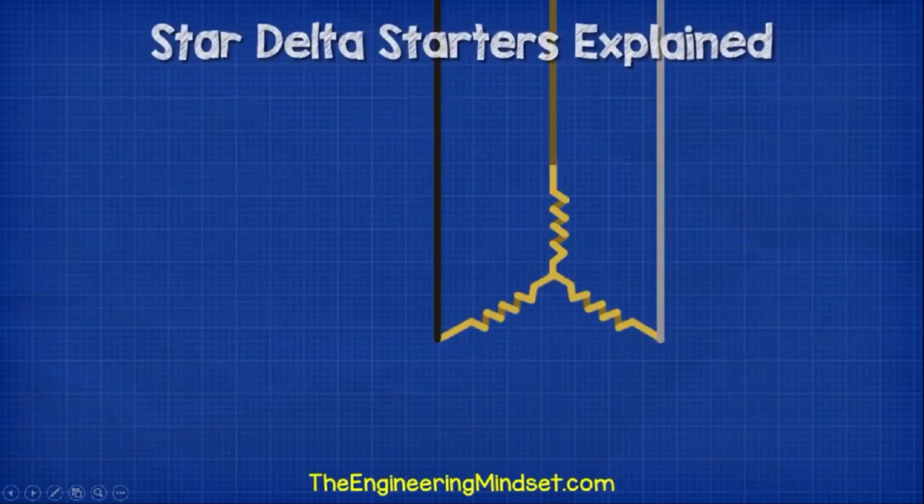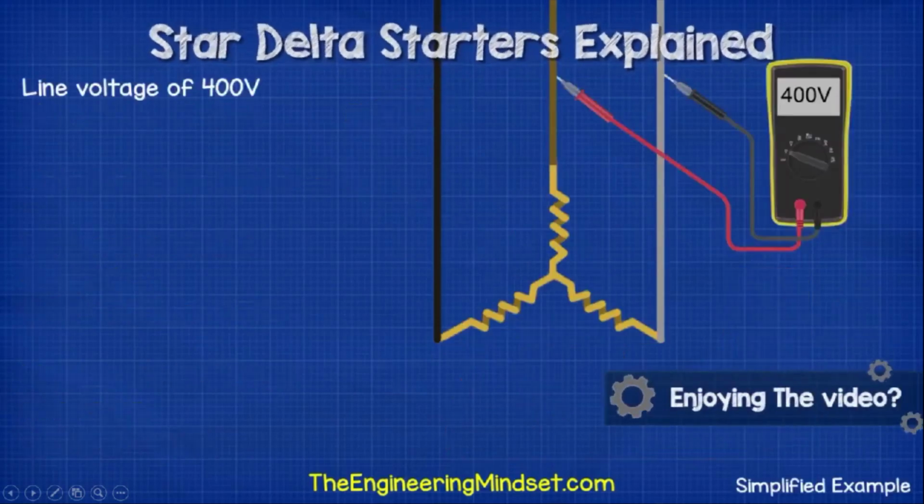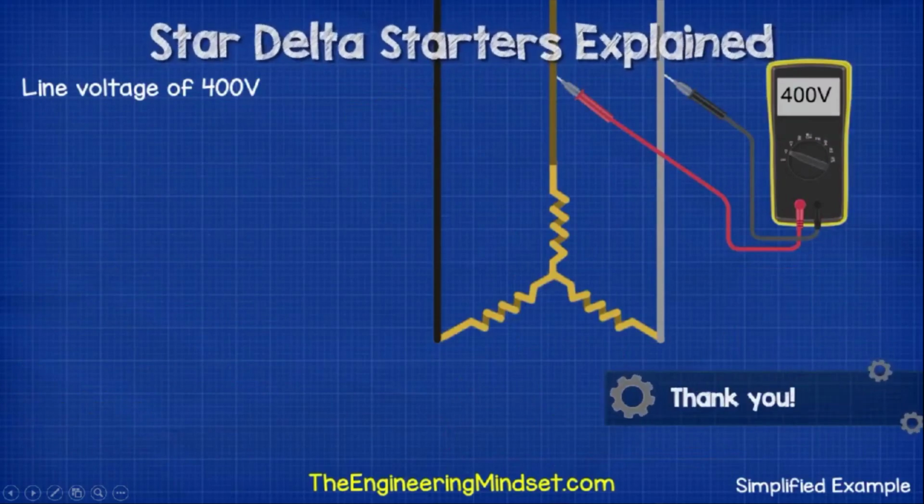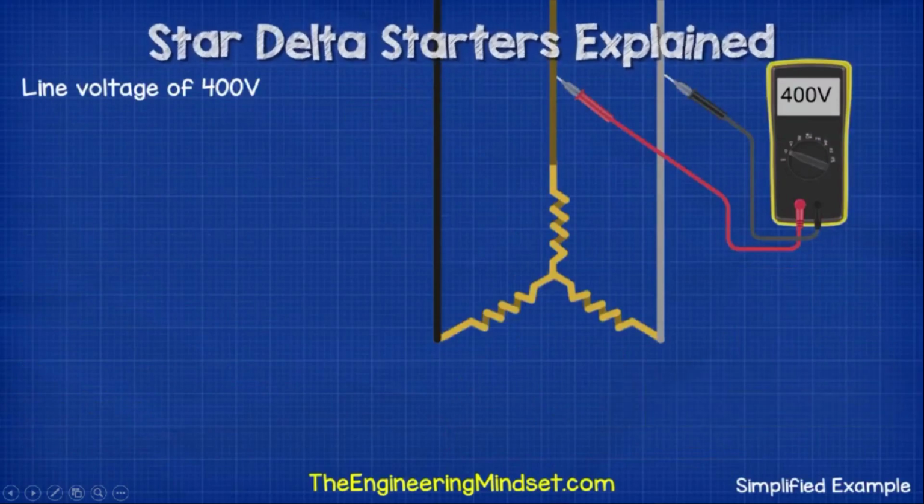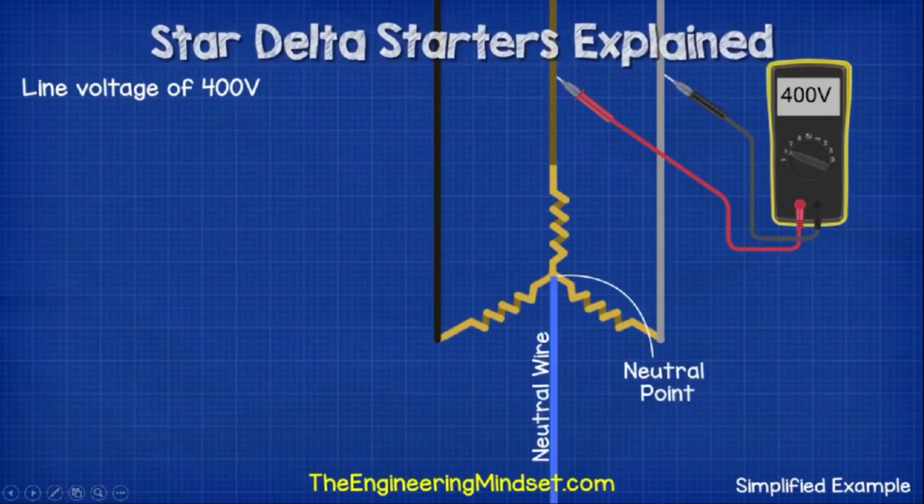Now if we look at a star configuration, we again have a line-to-line voltage of 400 volts. We see that if we measure between any 2 phases. But with a star configuration, all our coils meet at the star point or the neutral point. It's from this point that we can run a neutral line if we need to.